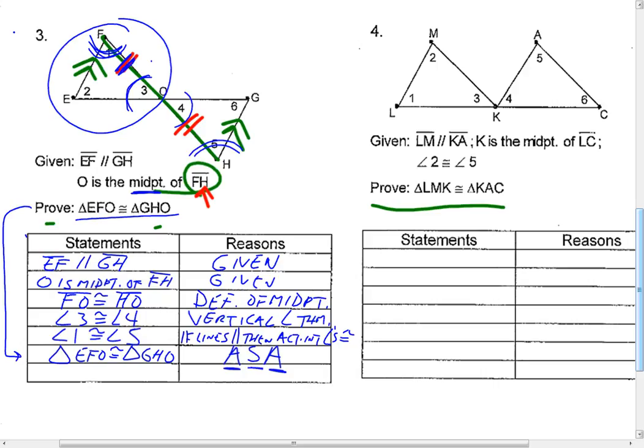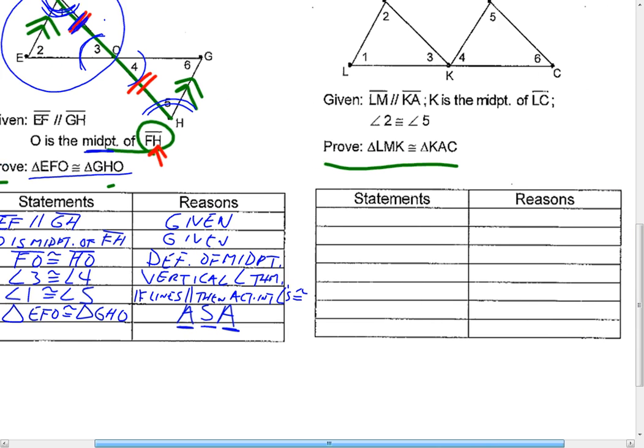Did anybody use 2 and 6? Did you use AAS? Everybody's proof is going to be a little bit different. This is why this test takes me forever to grade. So I got to look at every single line. No, I'm laughing at, why would you say that?